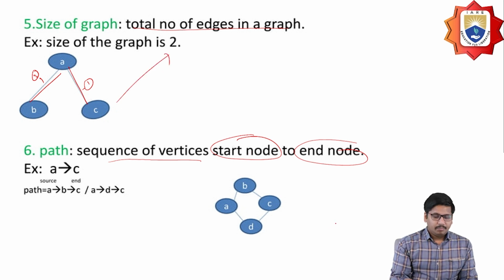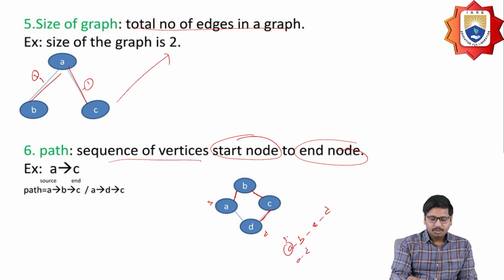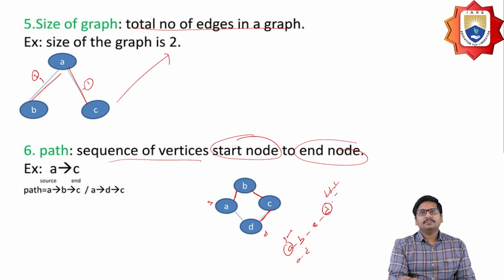And what is the path? Path is nothing but a sequence of vertices from the starting node to the ending node, from the initial node to the ending node. If this is the source and this is the destination, what is the path here? A to B, B to C, C to D. Otherwise, another path is A to D directly.